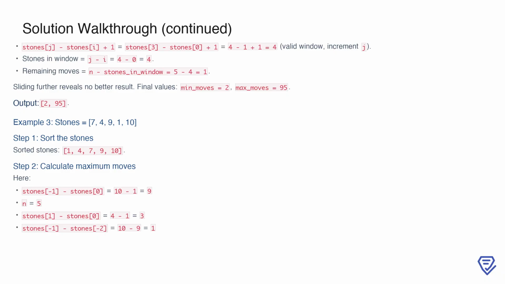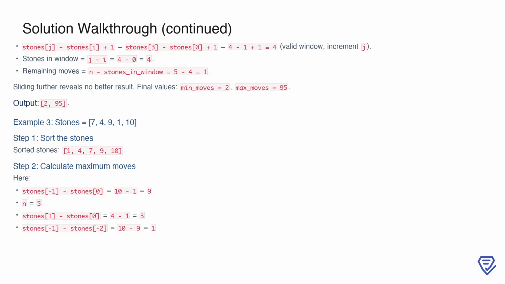This happens because the large gap between 4 and 100 limits the ability to reduce the number of moves further. Therefore, for this example, the final values are min_moves equals 2 and max_moves equals 95. The output here is 2, 95.